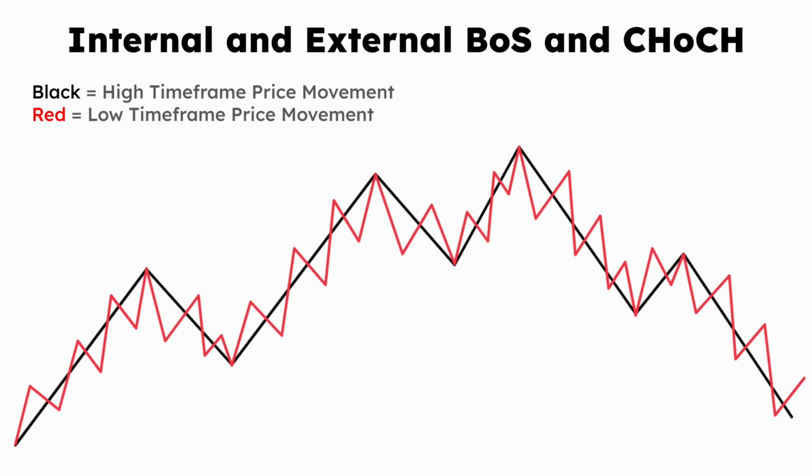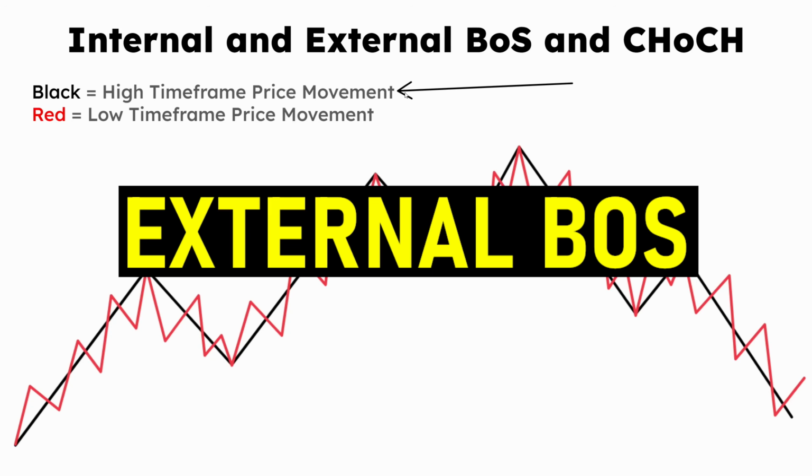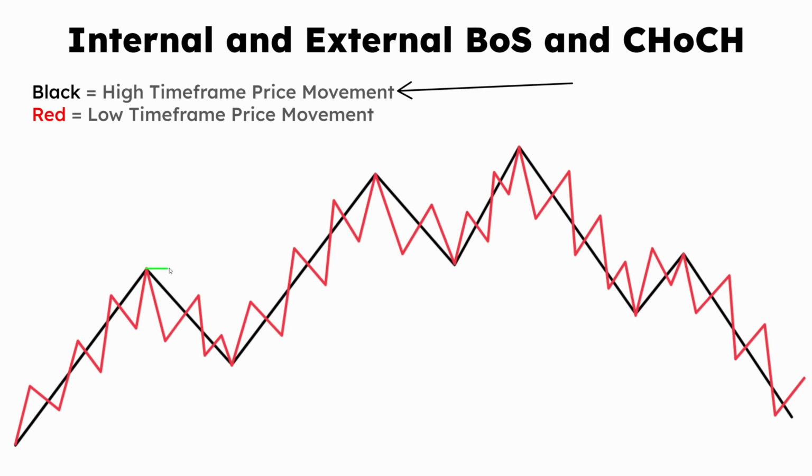And what's important to understand here is that change of character and break of structures are fractal, meaning that they appear on all time frames. And the break of structures and change of characters that happen on the high time frame, we usually call external break of structures. So for example, right here, you can see that we have a break of structure because the price breaks to a higher high.